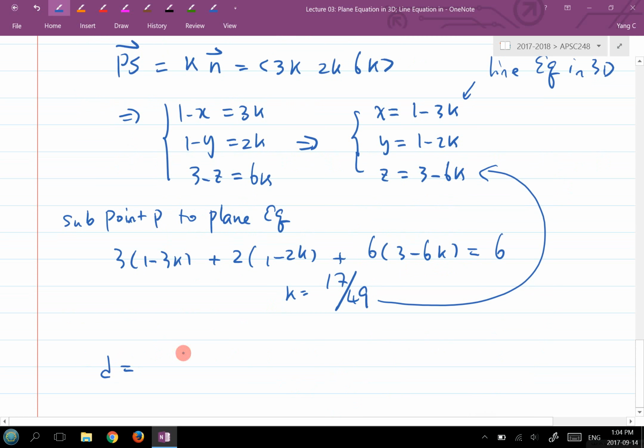But once you find the P coordinates, the distance will be just the distance between the P and the S vector. Of course, you're going to end up with the same answer as method number 1. So that's a different way of thinking in terms of getting the shortest distance.